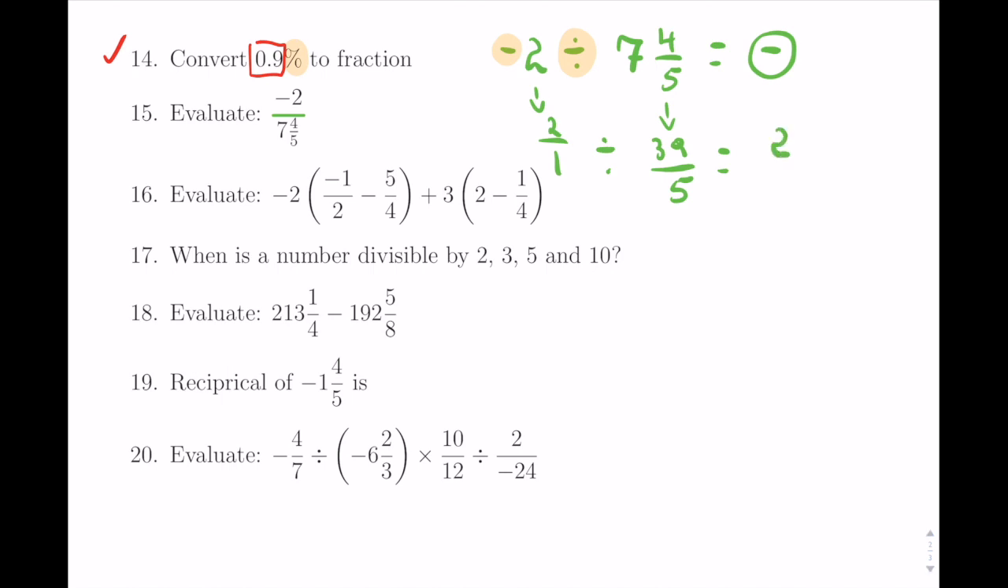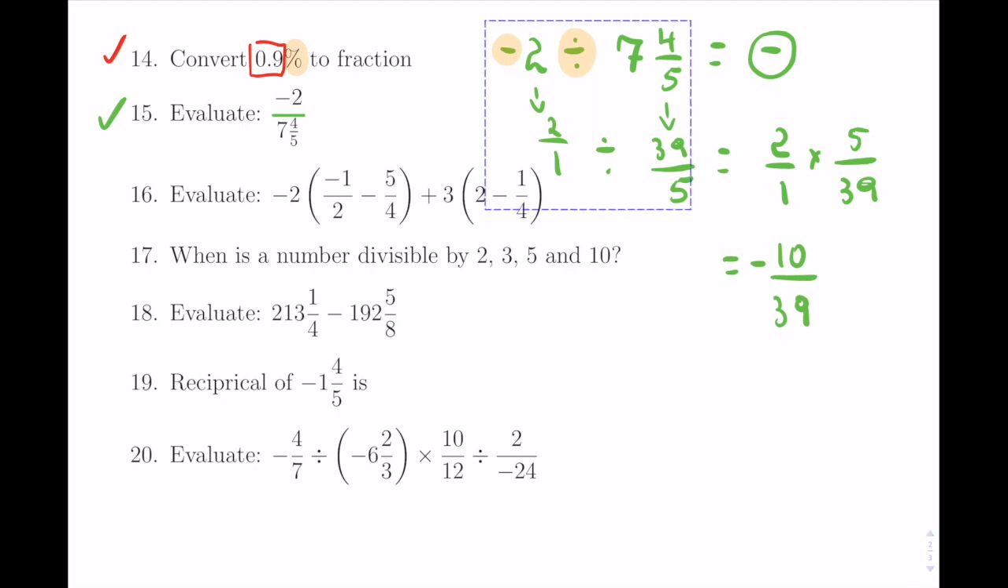So now division is multiplication by the reciprocal. So this is what we have. 2 doesn't go into 39 and 5 doesn't go into 39, so there's nothing to reduce. So this is just now 2 times 5 is 10, and then 1 times 39 is 39. And then don't forget, it's negative. Okay, so that's question 15.